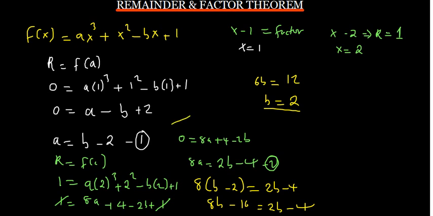To find a, we can use any one of these. I'll use this one. We know that a is equal to b - 2. So a is going to be 2 - 2, then a is equal to 0.